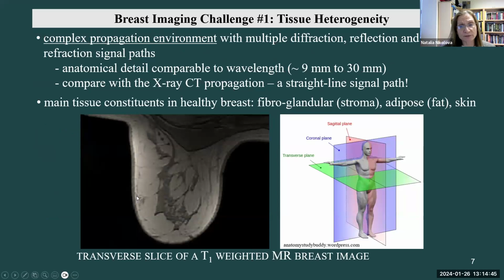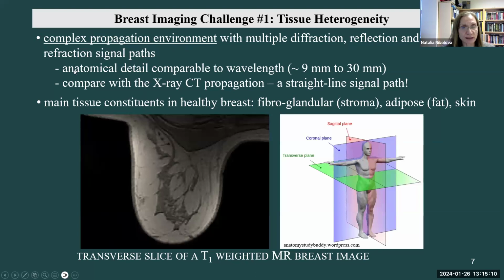Coming back to microwave imaging of the breast, there are quite a few challenges, and maybe that is why it hasn't entered clinical practice yet, despite the fact that there are quite a few prototypes reported in the literature. The propagation environment is fairly complex, involving multiple diffraction, reflection, and refraction, so the signal paths are very complex.